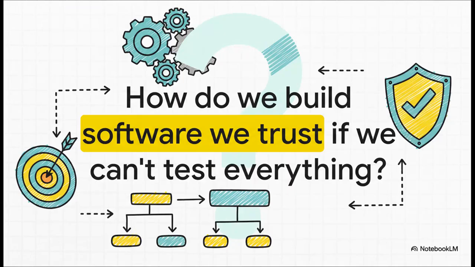Right. So, if we all agree that testing everything is impossible, how in the world do we ship software with any confidence? I mean, how can we trust it? Well, the answer isn't just throwing more tests at the problem. It's about having a much smarter strategy for choosing which tests to run in the first place.